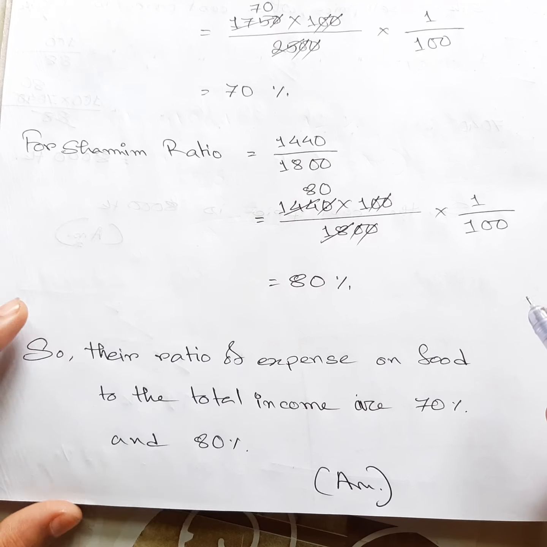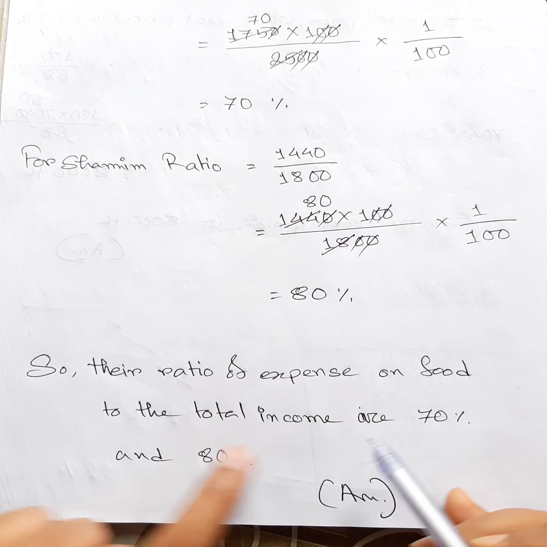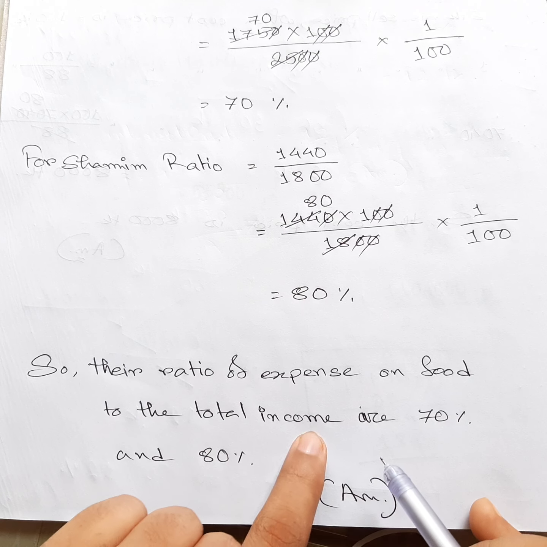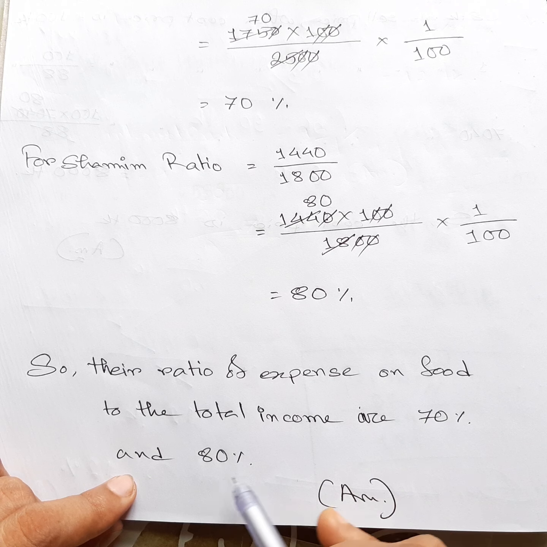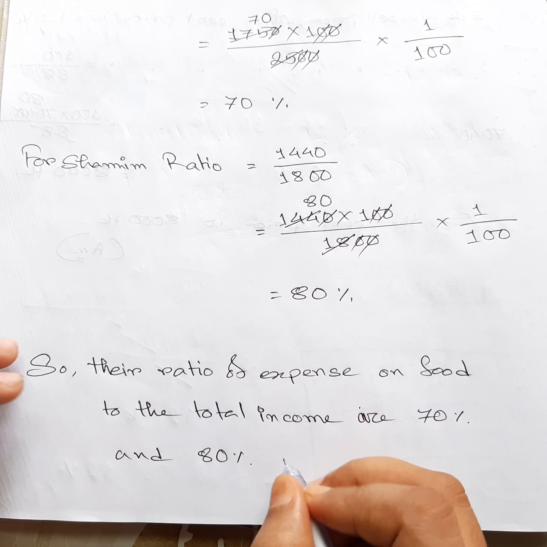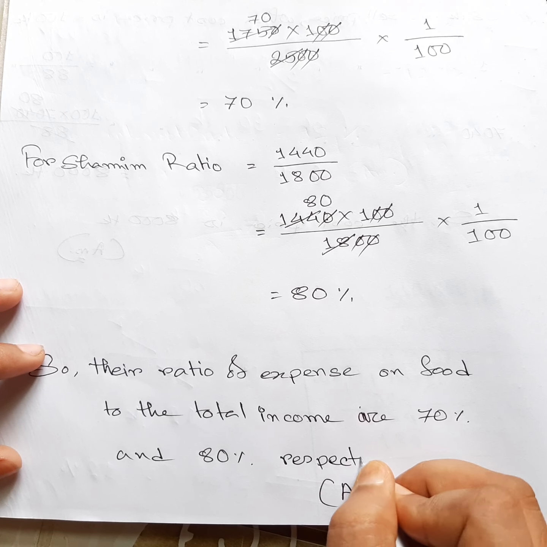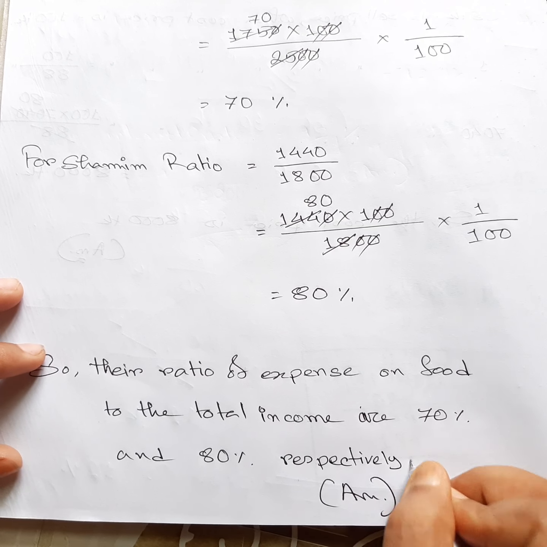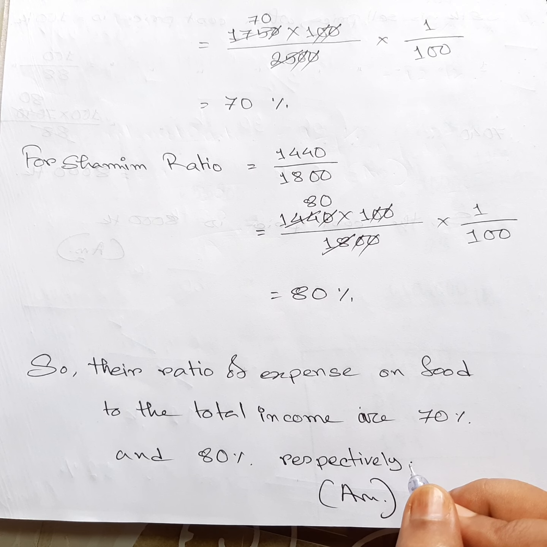In conclusion, we can write it what? So their ratio of expense on food to the total income, at this line you can get it from your textbook, are 70% and 80% respectively. We are supposed to write down respectively, because we are talking about Hussein and Shamim, both of them together.